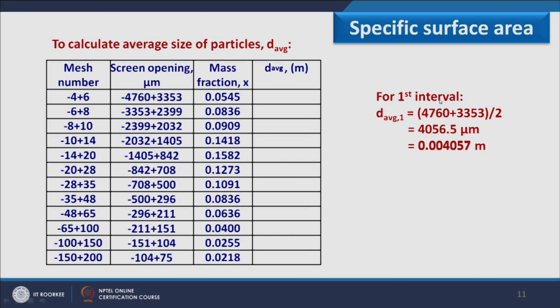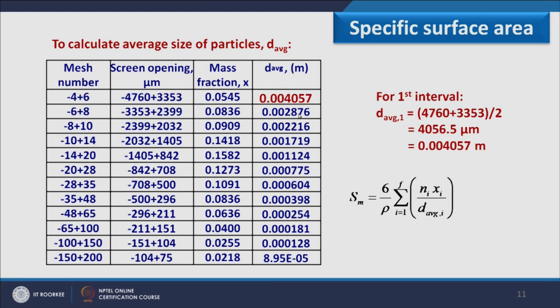In this slide we have to calculate d average. For the first interval, how can we compute the d average? The arithmetic mean of the screen openings of 4 and 6 mesh number screens. So, it would be 4760 plus 3353 divided by 2, so there is 4056.5 micrometer. In terms of meter, we can represent this as 0.004057, and this value we can write over here. So, here if you see this expression for specific surface, x_i and d average i for all fractions we have computed and we have written in this table.